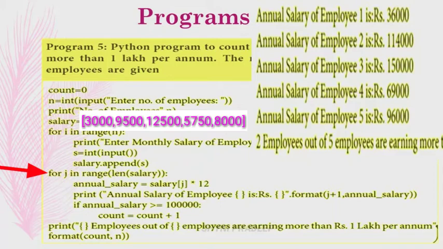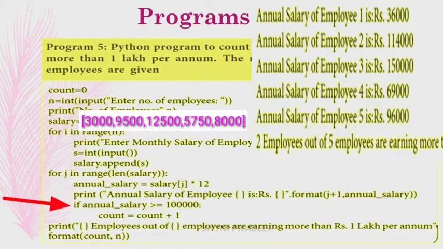Again check the for loop. Now j value is what? 1. Annual salary is equal to salary of employee 2, which is 9,500 into 12. Annual salary is what? 1,14,000. So see the next line. Print annual salary of employee 2, which means j is 1, 1 plus 1, 2. Employee 2 is rupees 1,14,000.